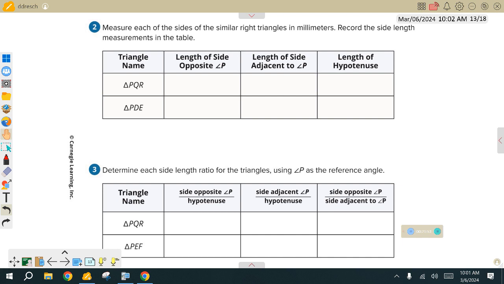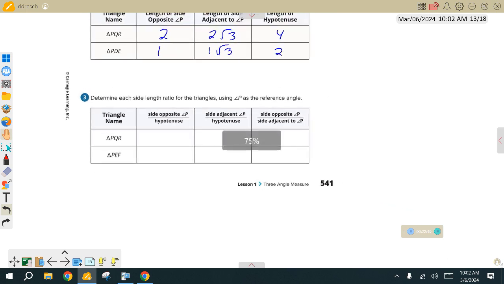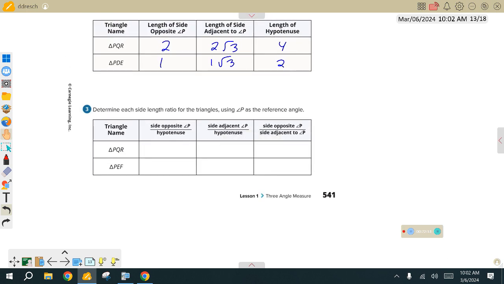Going across, what do we have here? 1, 3, and 2. Now, if you didn't get to the bottom table, let's try to finish this off. Opposite over hypotenuse is what? 1 over 2. Adjacent over hypotenuse is root 3 over 2. And then the last one, opposite over adjacent: 1 over root 3.